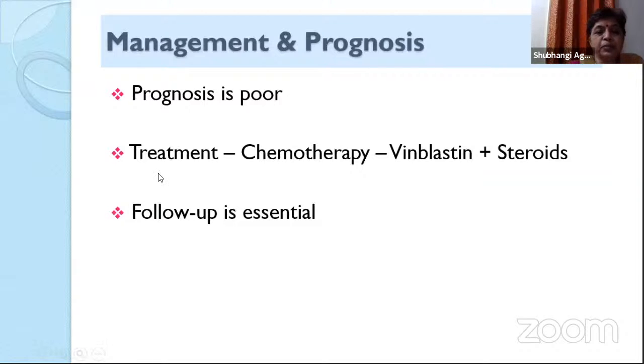How to manage these patients? These are treated with chemotherapy, vinblastine, and steroids. Prognosis is usually poor in multi-system Langerhans cell histiocytosis, where the bone marrow is involved, whereas in single system involvement, the prognosis is slightly better. The follow-up of the cases is essential, as I said, because hematological malignancies are known to develop in these patients.